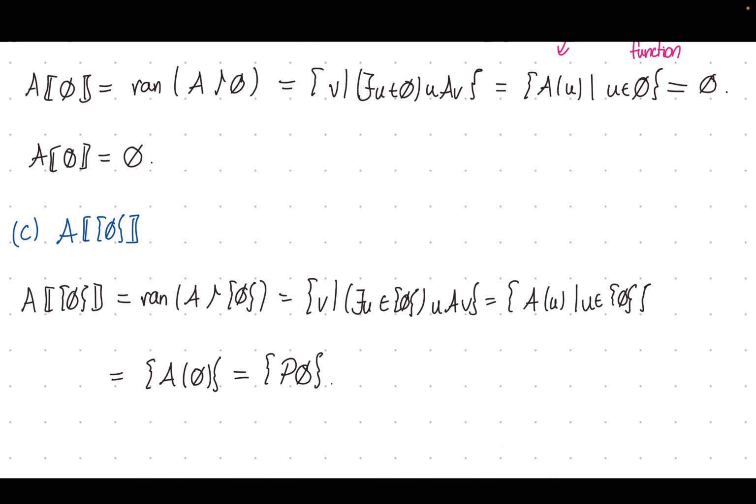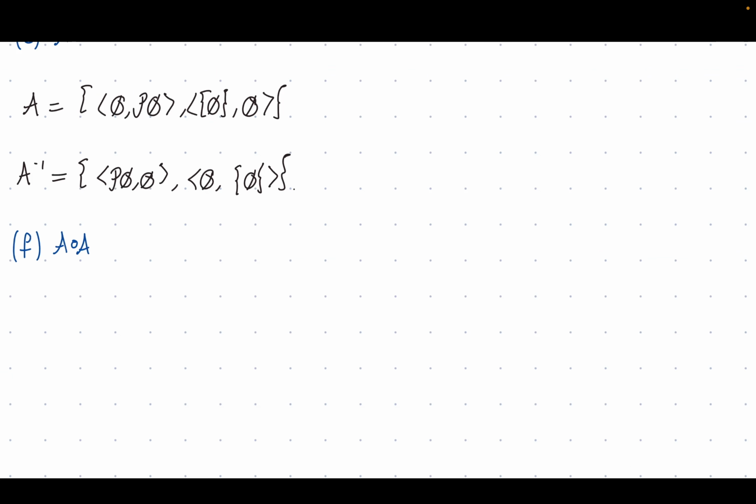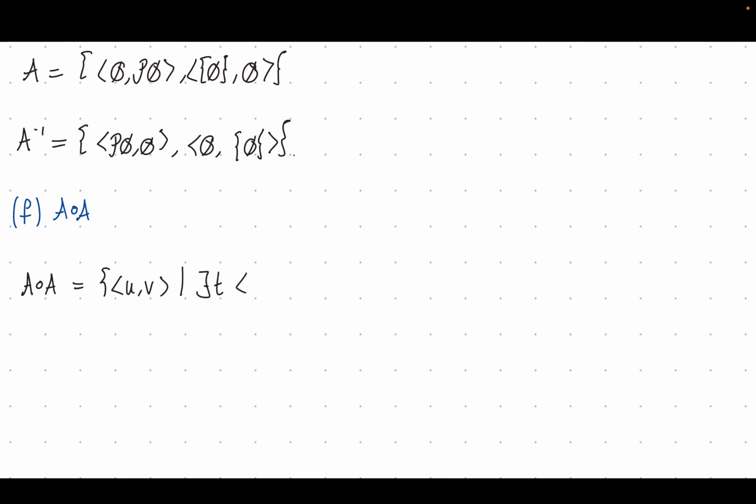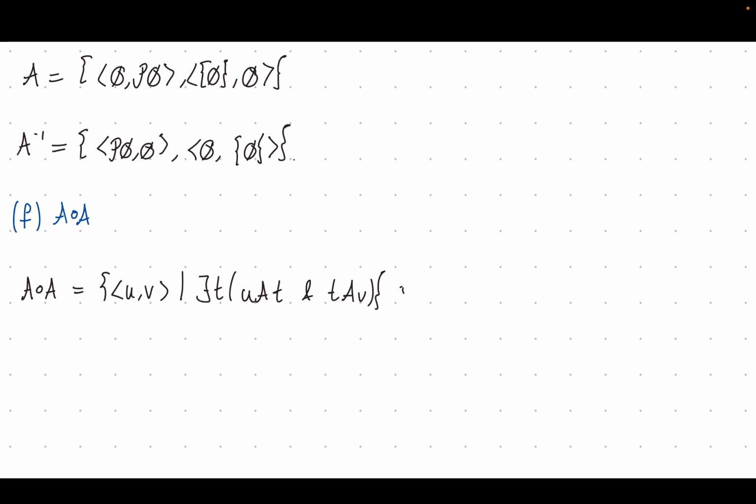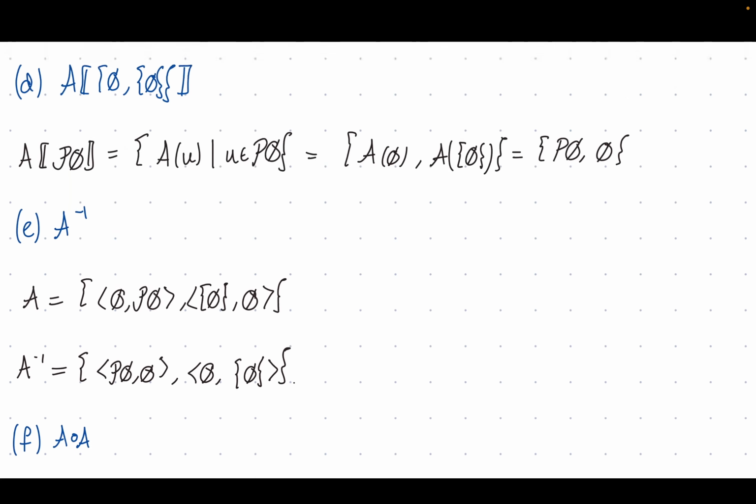Alright. So the composition of A with A is going to be the set of u comma v such that there exists some t such that u A t and t A v. Right? So let's see. How do we go about this? We just find the elements that chain together.